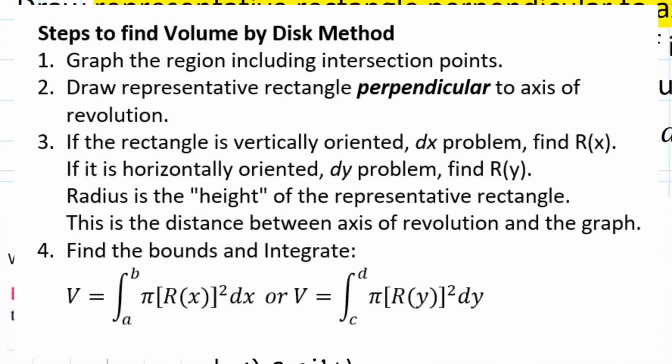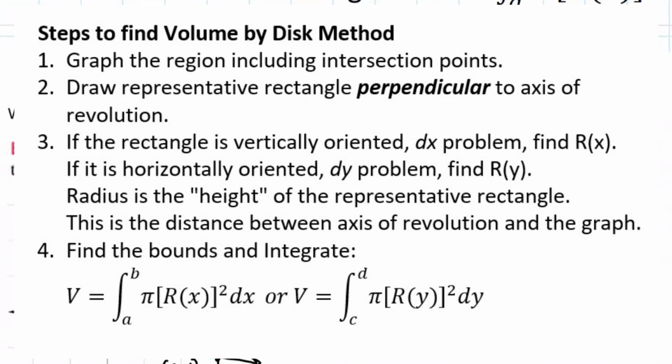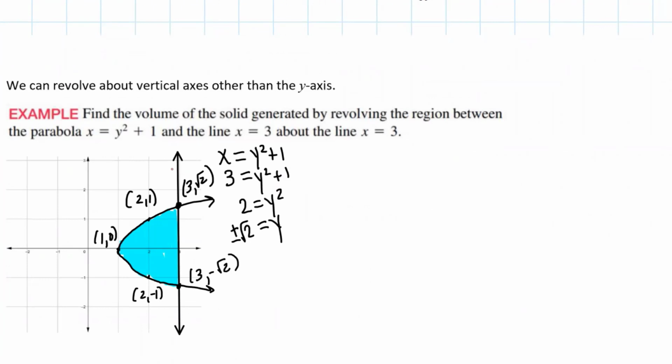Now we need to do step 2, draw our representative rectangle perpendicular to the axis of revolution, x equals 3. So I'm going to draw in my representative rectangle horizontally.